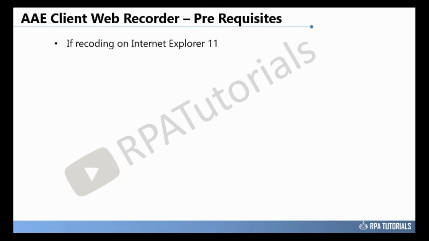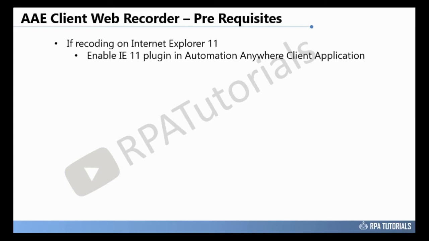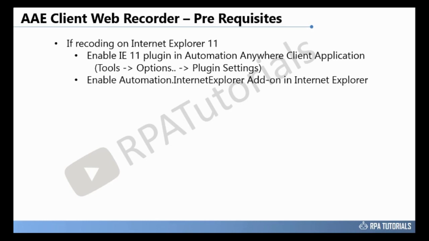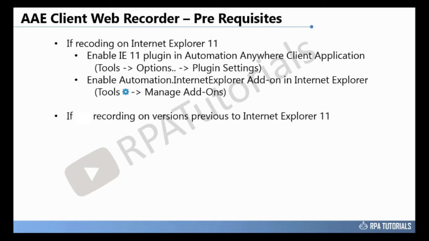If you are recording your task on Internet Explorer 11, you need to enable the IE11 plugin in the Automation Anywhere client application. You can find the same under Tools, Options, and then Plugin Settings. You also need to ensure that the Automation Anywhere add-on is enabled in Internet Explorer 11. For the same, go to Tools, which is normally a gear icon on top right of your screen, and then go to Manage Add-ons. If you are recording your task on older versions of Internet Explorer, then you don't need to perform the above steps.